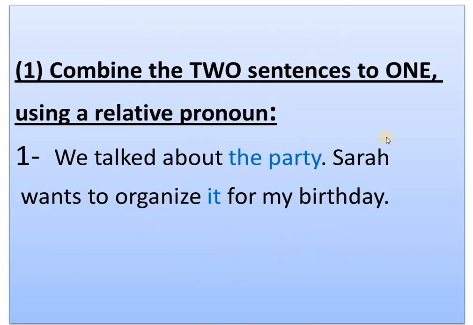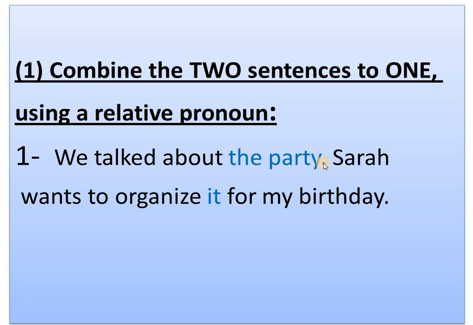Other kinds of questions like this ask us to combine the two sentences into one using a relative pronoun. There are two sentences. We are requested to join them using one from the list of relative pronouns. The first sentence, we talked about the party. Sarah wants to organize it for my birthday. We want to join them using a relative pronoun.